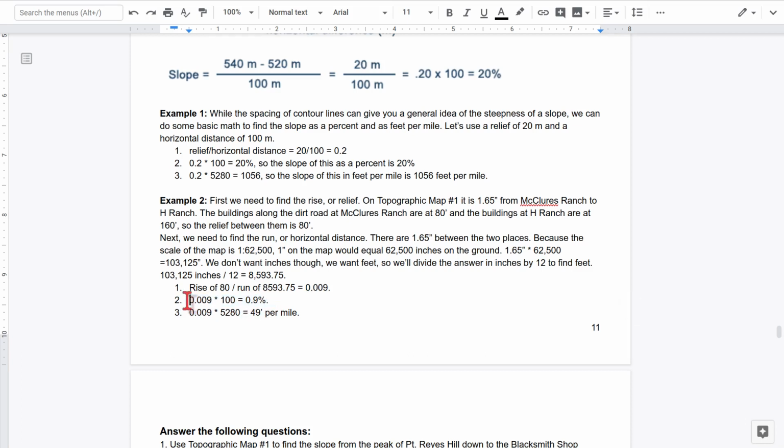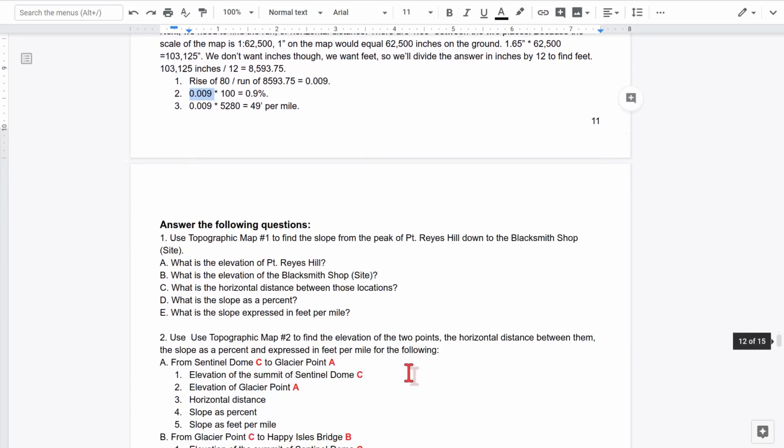If you say that it's 0.009%, I'll look at it and say, oh, that's sad, you're off by 100-fold. That's 100 times wrong. So you've got to make sure to convert it, multiply it by 100 when you're all done, to convert that decimal into a percent. And then there's a bunch of questions.